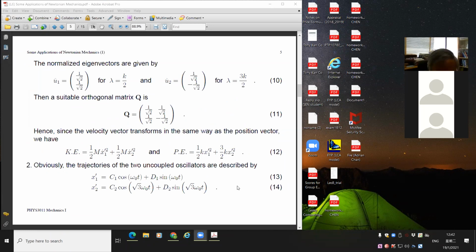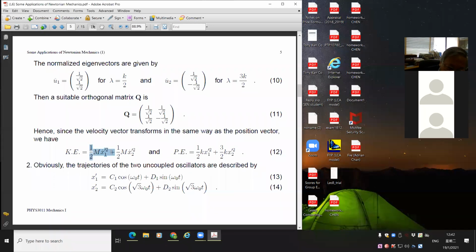Now you can see that the total energy of this transformed system can be decoupled into two non-interacting blocks, am I correct? X1 prime is not connected to X2 prime. So we have two contributions to the total energy.